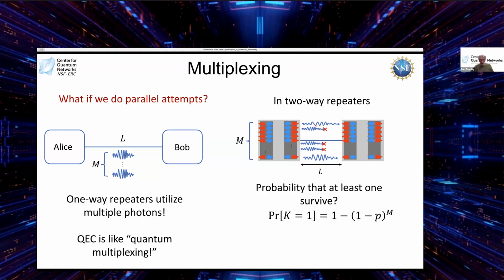If P is the probability of a success, then 1 minus P is the probability of a loss. For all of them to be lost, it's going to be (1 minus P) to the power M. If we subtract that from 1, that's the probability that at least one made it across, in which case we can use that for the next phase. The probability that K survive is given by the binomial distribution that I've written right here.